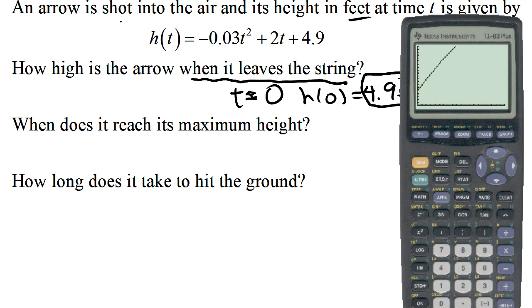Okay, not a good enough window. We have the beginning part, we don't have the end part, we don't have the maximum height, so we're going to need a higher y and a higher x maximum. Go back to the window, and let's make this one, I don't know, 50. Let's make this one 50, and let's see what happens.